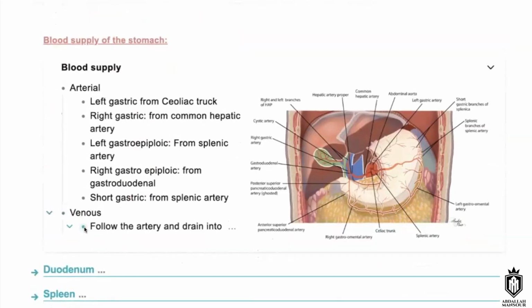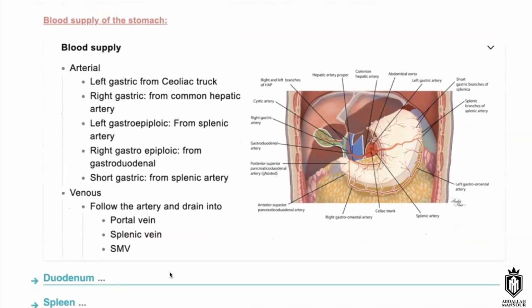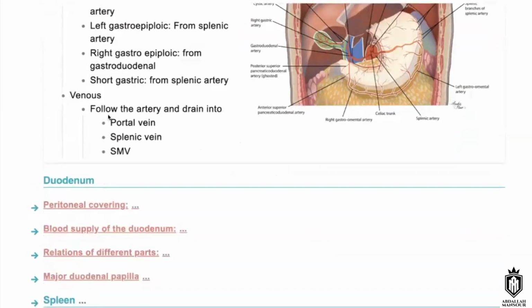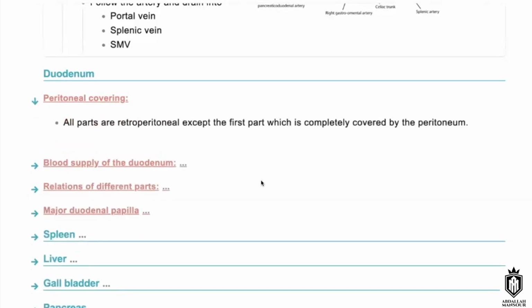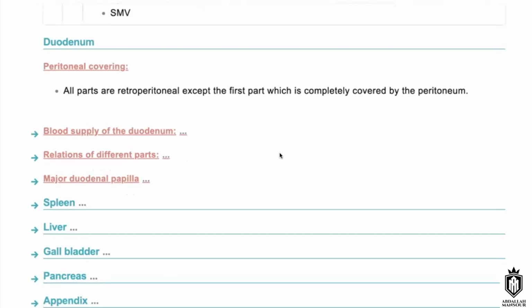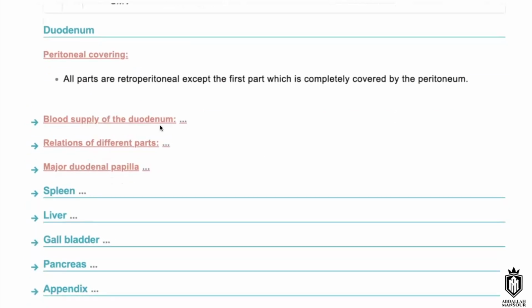So venous drainage as well. I know it follows the arterial drainage. It's a bit boring, but you still want to say it. Okay. So in terms of the duodenum, what is the peritoneal coverage of the duodenum? So only the first few centimeters of first part of duodenum is intraperitoneal, while the rest is retroperitoneal. Yeah, and so it's only the first part. I think you said the answer. There's nothing else to say, really.